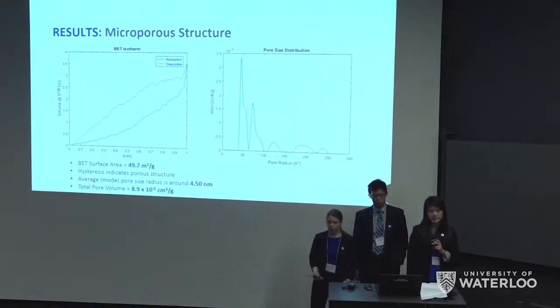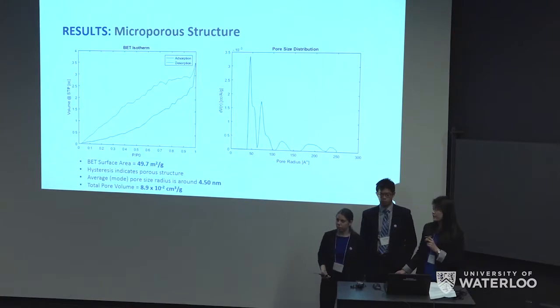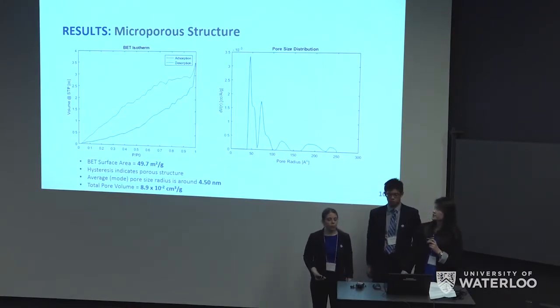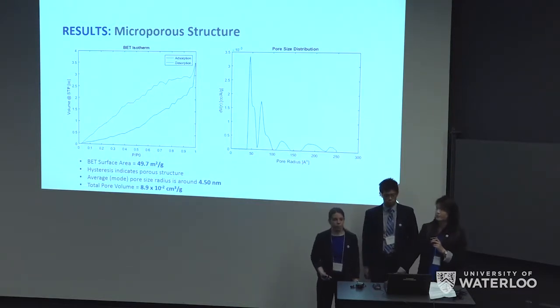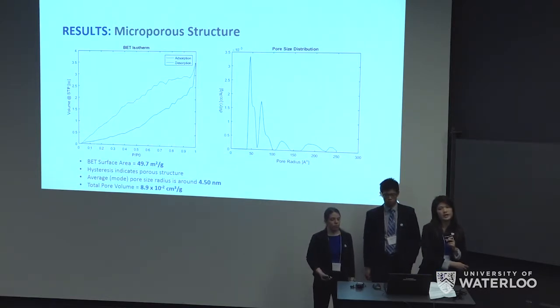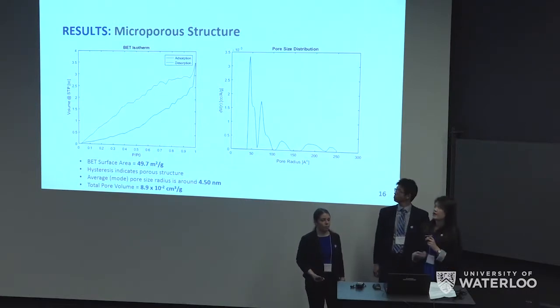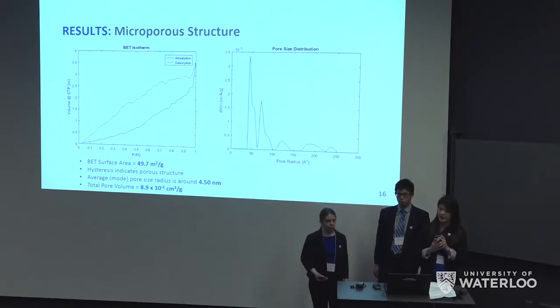Next, we did BET to analyze the pore structure a bit more. On the left, you can see the BET isotherm. There is hysteresis, which is characteristic of a porous material, which we do expect. On the right, you can see the pore size distribution. Apart from the micro-sized pores, we also see that we have a lot of pores around 4.5 nanometers, and this suggests that it could possibly be used for separating nanoemulsions as well.